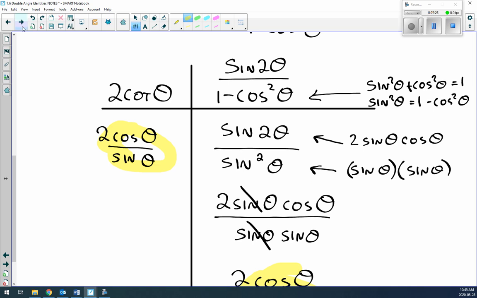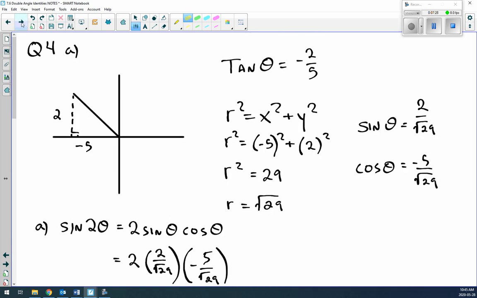Okay, last page here. I think we have question number 4. There's 3 parts to this, A, B, and C. Kind of a big question. So what they give you is that tan theta is negative 2 over 5. Well, where is tan negative? Tan is negative in quadrant 2 and 4, but it's negative 2 over 5. So what has to happen here? Well, I think in the question it tells you that.